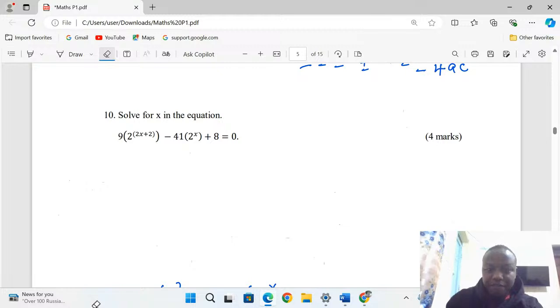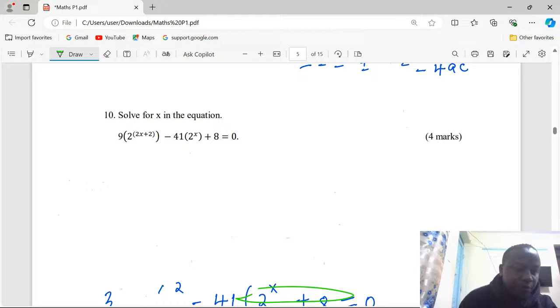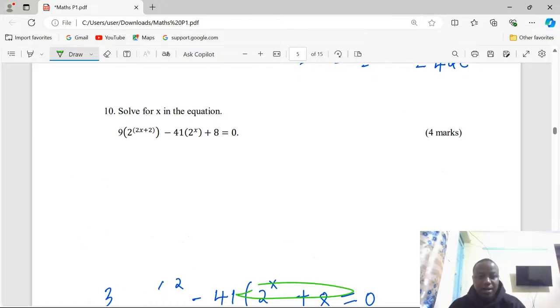So I'm going to start with the first question today. That is number 10. The question is saying that we solve for x in the equation 9 times 2 to the power 2x plus 2, minus 41 times 2 to the power x plus 8, equals 0. So we're going to have 9.